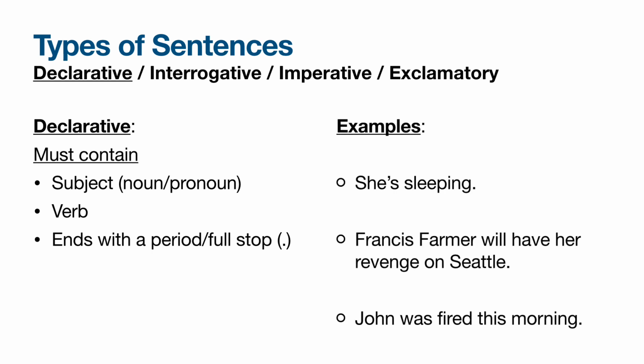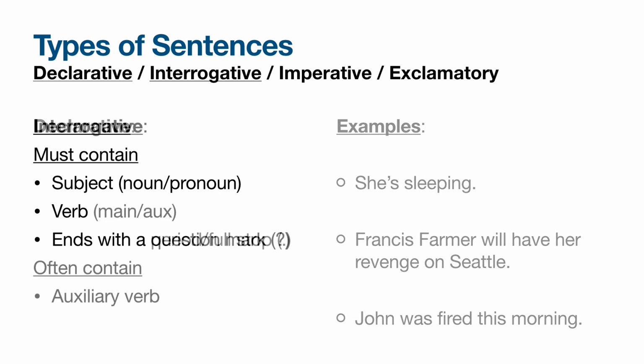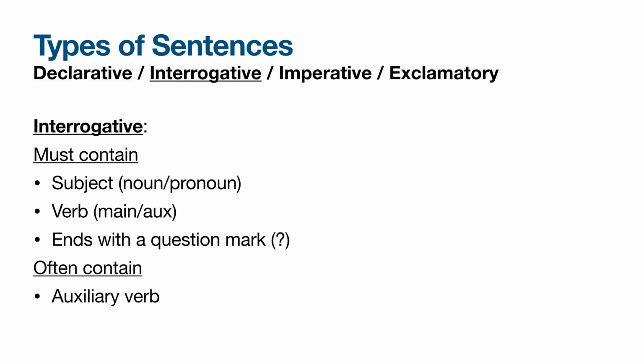Here are some examples. The first 2 use active voice with normal word order. She's sleeping. Frances Farmer will have her revenge on Seattle. But the third sentence uses something called passive voice, which again we'll discuss later. John was fired this morning. For now, let's move on to interrogative sentences.